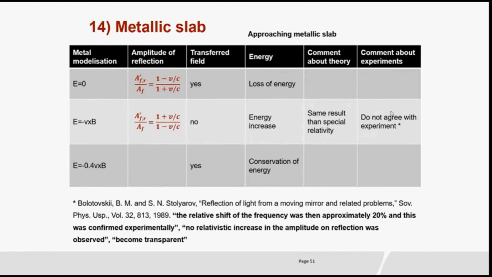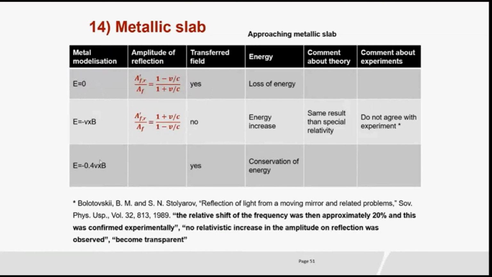But now if you compare to experiment, there is a paper from 1989 by a Russian scientist where they analyzed fast-moving plasma, and they could see that the frequency is changing with the Doppler effect. It was correct with the formula, 1 plus V over C, 1 minus V over C. However, they didn't find the amplitude increasing like this one. So no relativistic increase in the amplitude on reflection was observed. They found that the plasma was becoming transparent, which means the wave was going through. So we think it is more something like that.